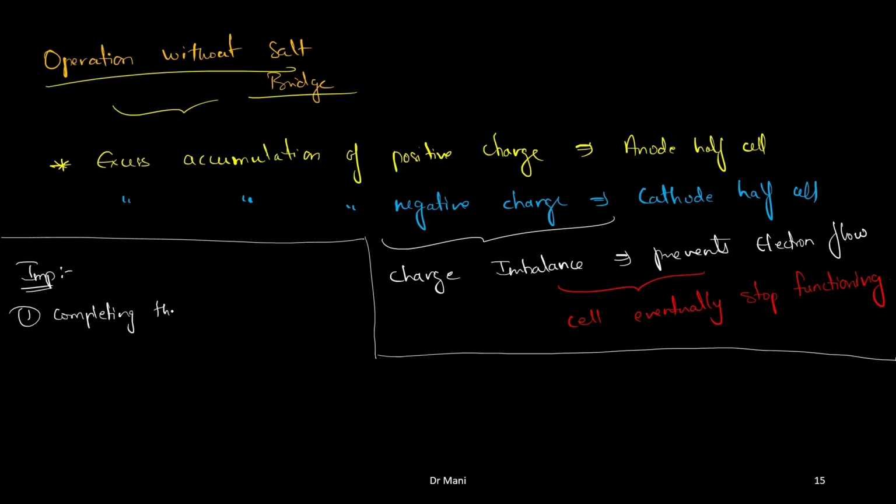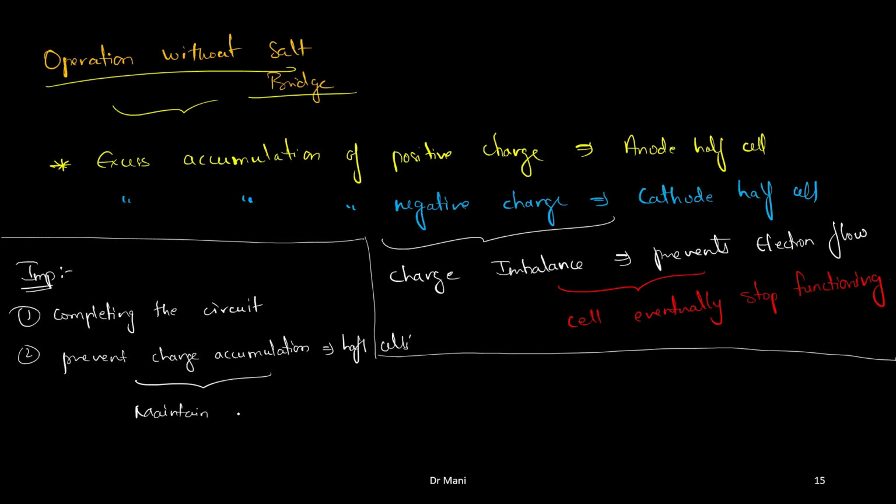It maintains the electrical neutrality, sir. Yeah, so it prevents the charge accumulation in half cells, I mean both. Okay, so this prevents charge accumulation. So what happens? There will be charge neutrality maintained throughout the system. If you take this as an entire circuit, there will be no point where the positive is accumulated and no point where the negative is accumulated. So it will maintain neutrality throughout.